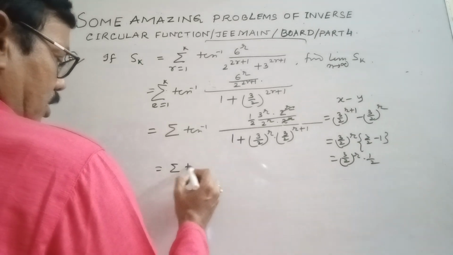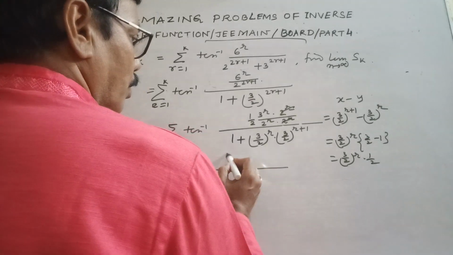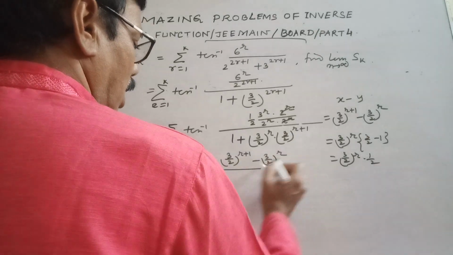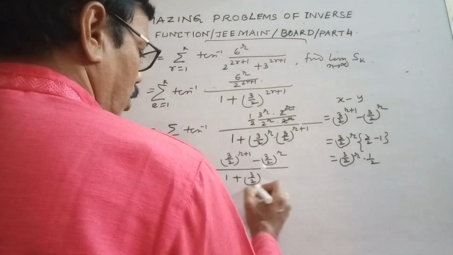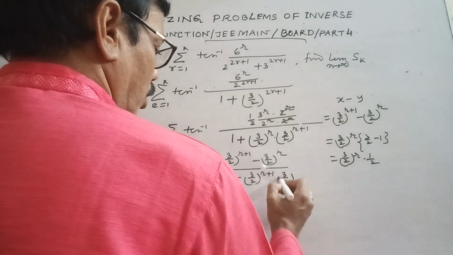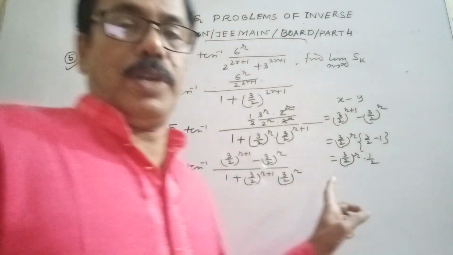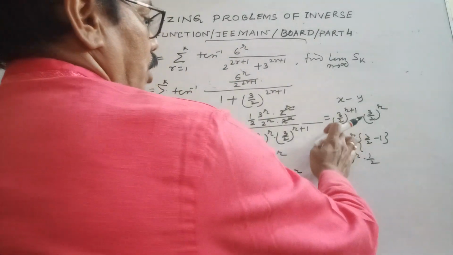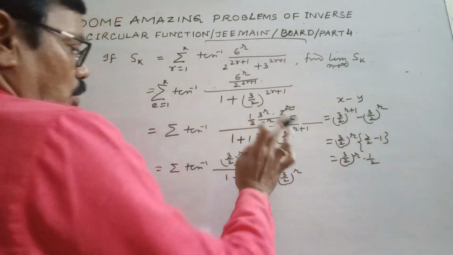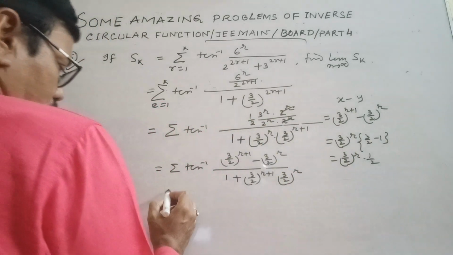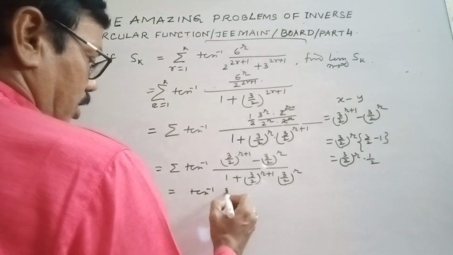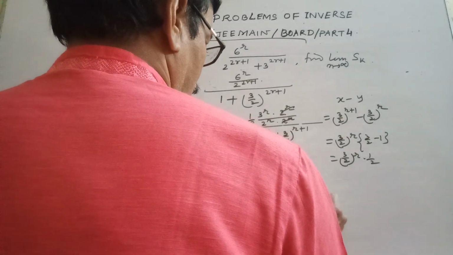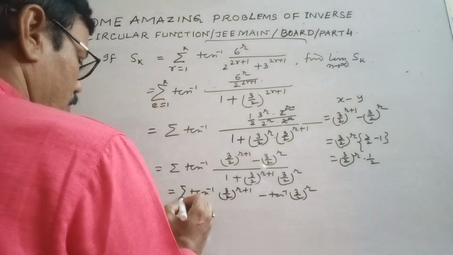So it can be written as tan inverse of ((3 by 2) whole to the power r plus 1 minus (3 by 2) whole to the power r) over (1 plus (3 by 2) whole to the power r plus 1 times (3 by 2) whole to the power r). So this step is to be noted. This is a difficult one. The difference of these two gives half into (3 by 2) whole to the power r. Now it is simple. This is tan inverse (3 by 2) whole to the power r plus 1 minus tan inverse (3 by 2) whole to the power r. So summation.